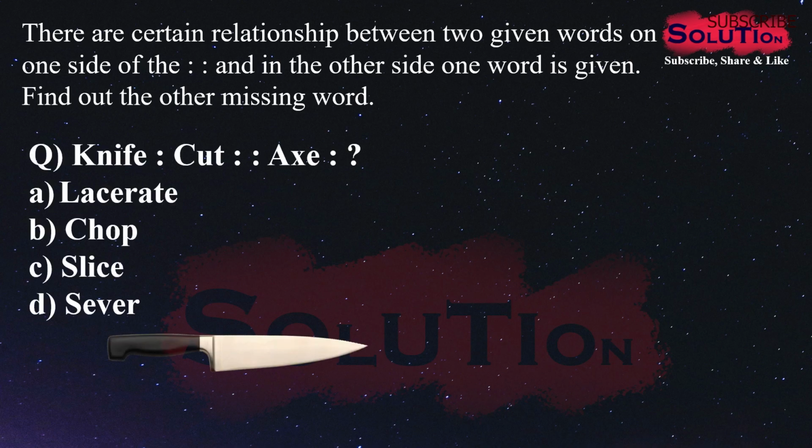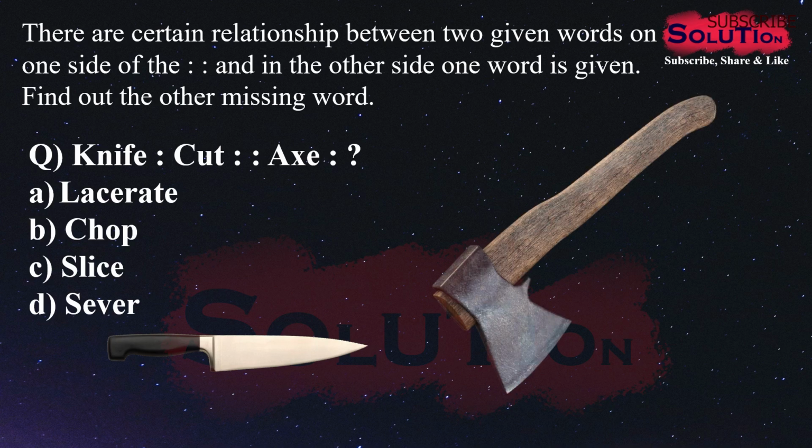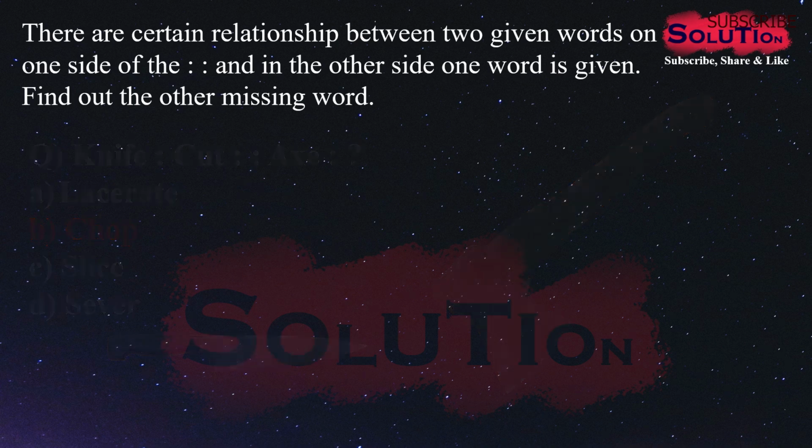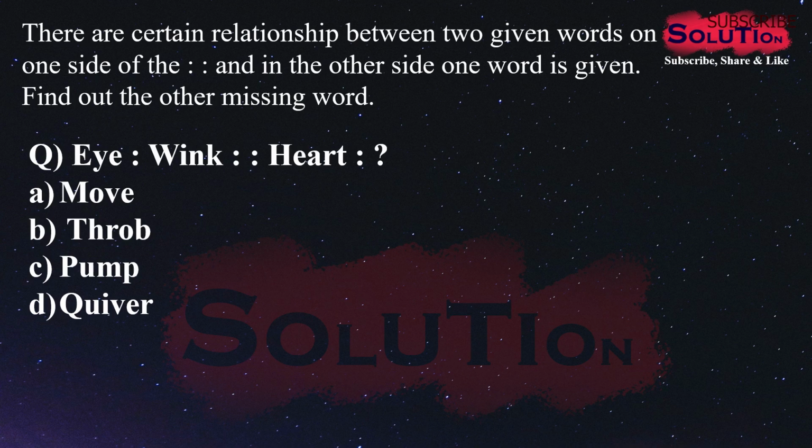Let us see an example. We have knife. So this knife is used to cut. So we have now X. Now that X we use to do what? You must know the meaning of the words that are given here. We are not going to discuss the meaning of the words, but the appropriate word that is connected with the X is chop.